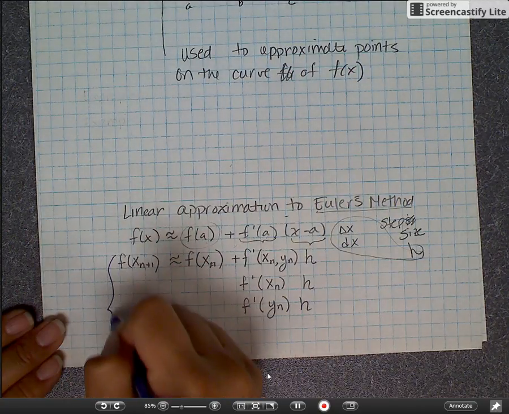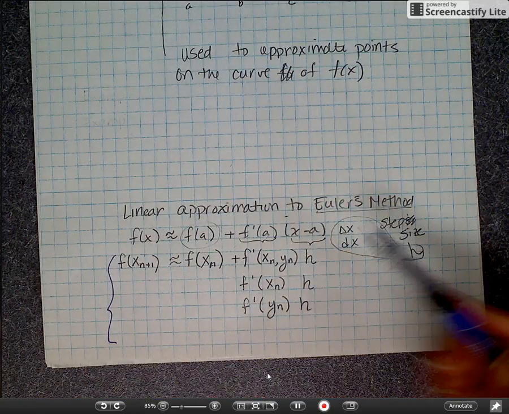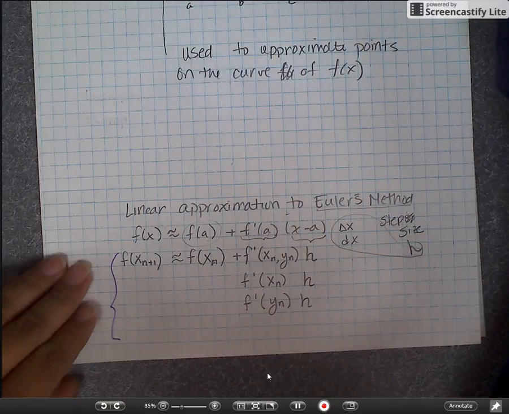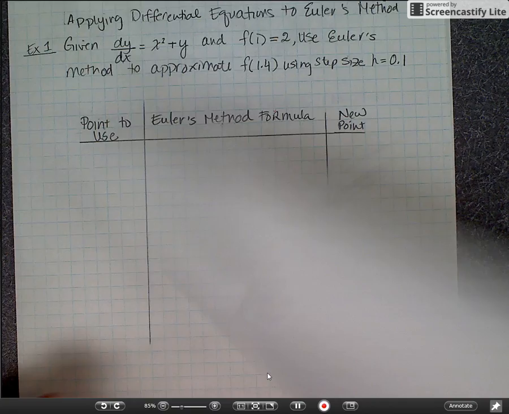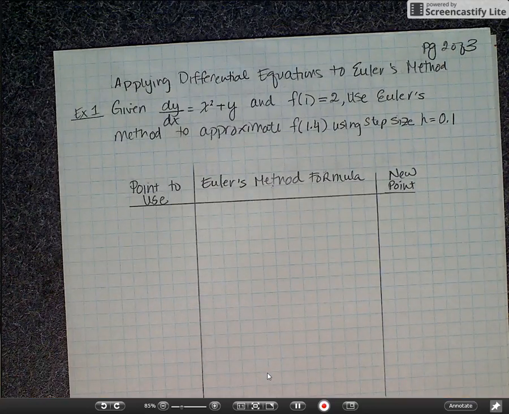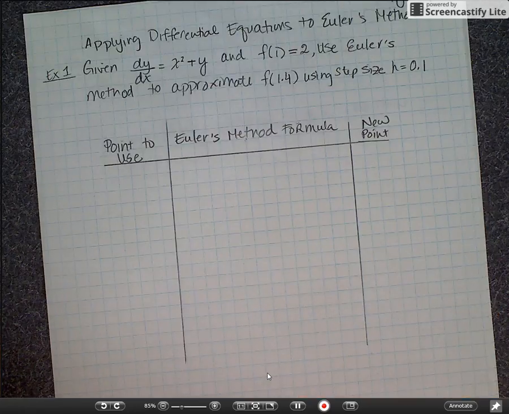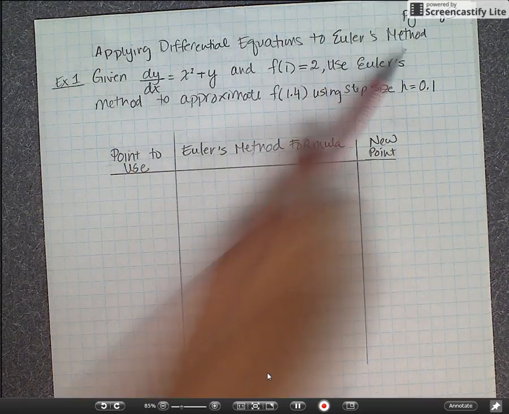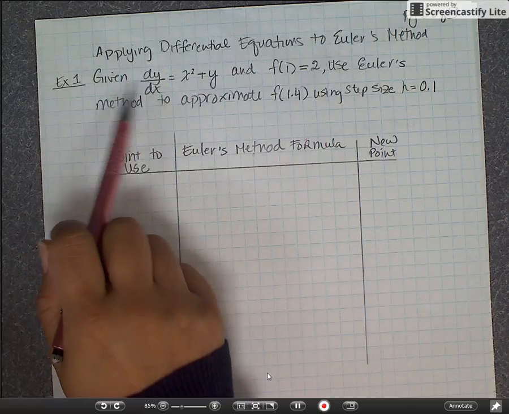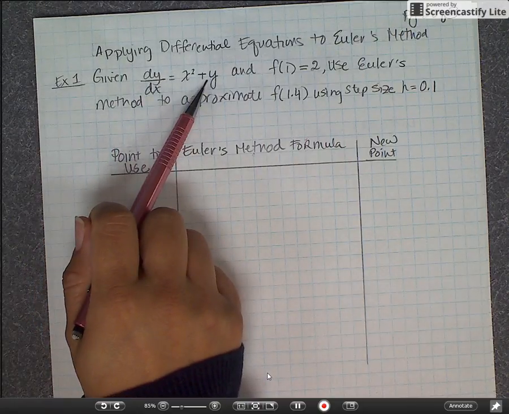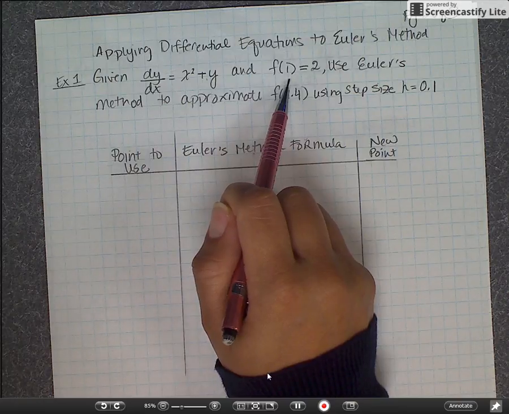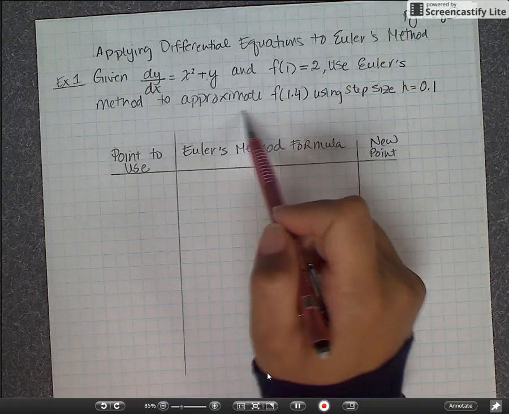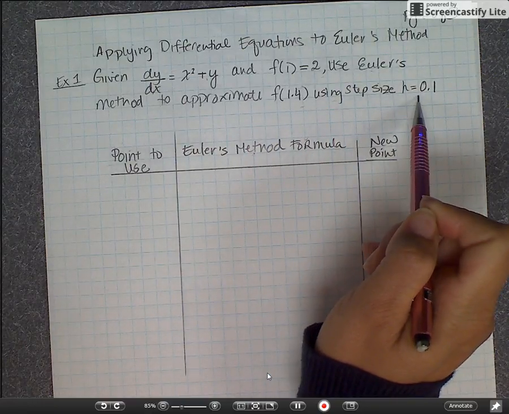So these are all the different forms of Euler's method that you can use depending on the differential equation they give you. Okay, so let's look at our first example. You're going to need a calculator, so you might want to pause every once in a while. We're applying differential equations to Euler's method. Our first example says, given dy dx is equal to x squared plus y, and you're also given this initial point, use Euler's method to approximate this using this step size.